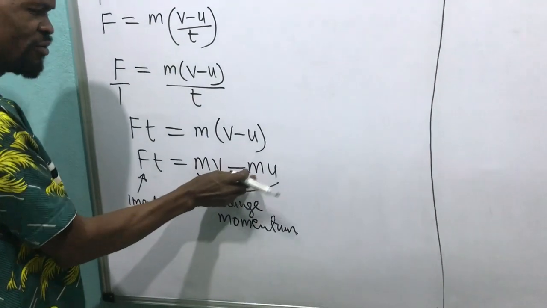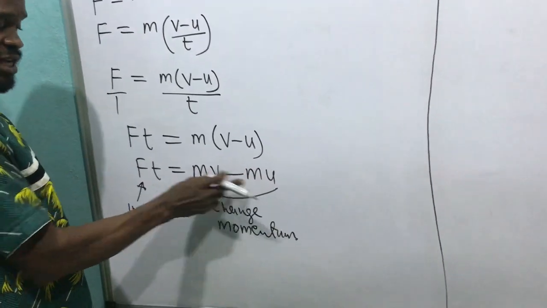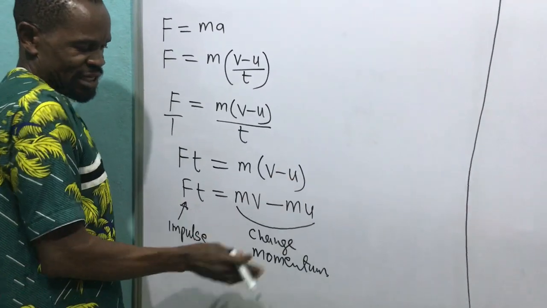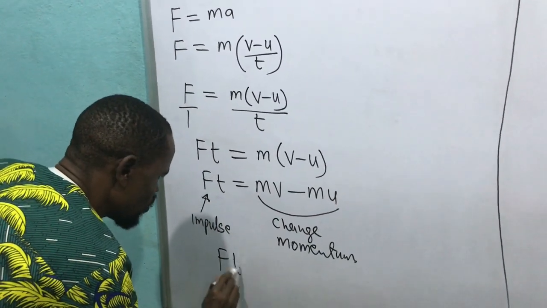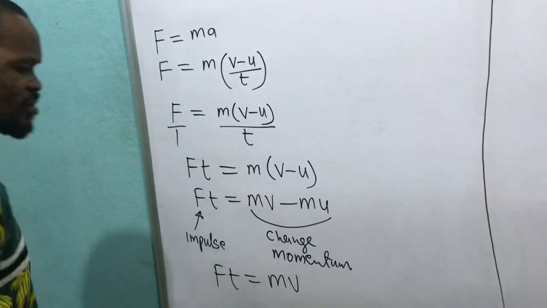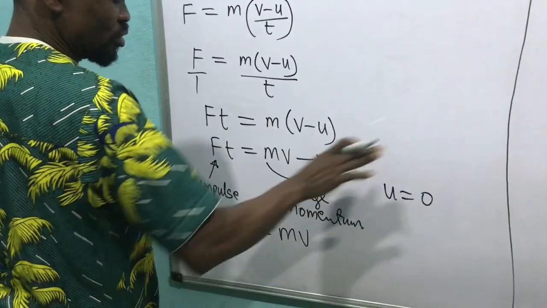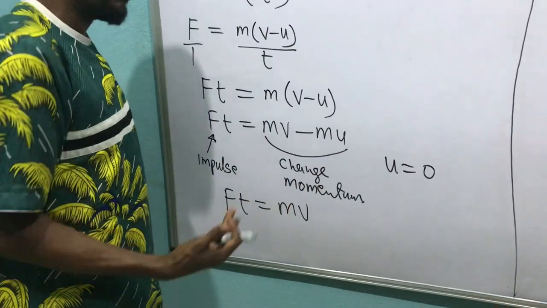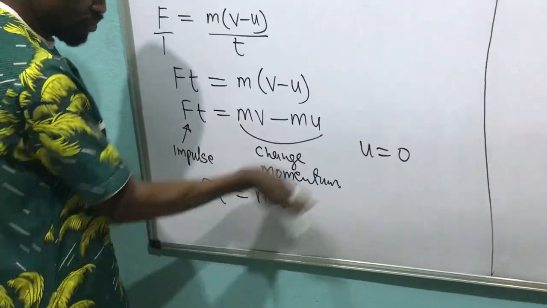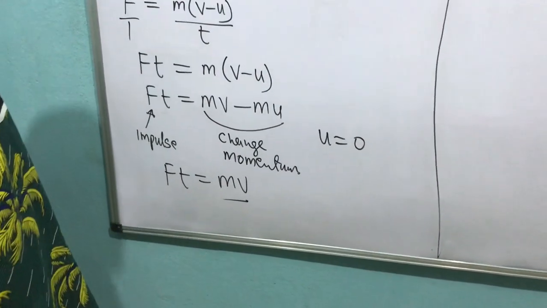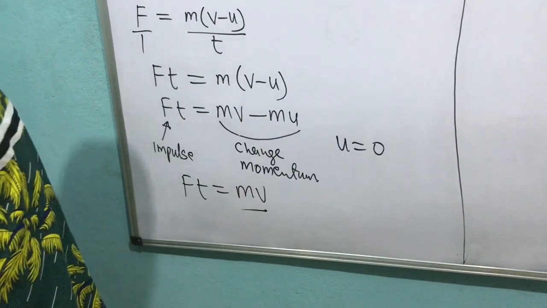Assuming that this vehicle started, or this motion started, from rest, starting from rest means that U is equal to 0. That means this term will be equal to mv. Starting from rest means U equals 0, that is, the object starts from rest. It means this term is equal to 0. This will turn into this, and this is what we call momentum, while the other one is called change in momentum.